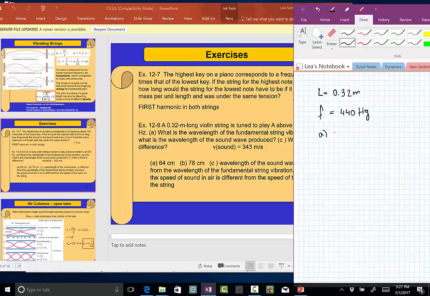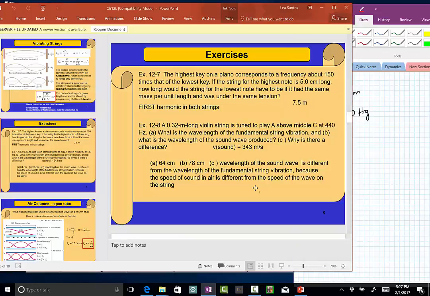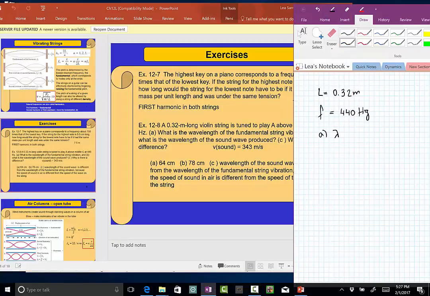And now comes the question. The first question is, what is the wavelength of this fundamental string vibration? So what is the wavelength for the string?